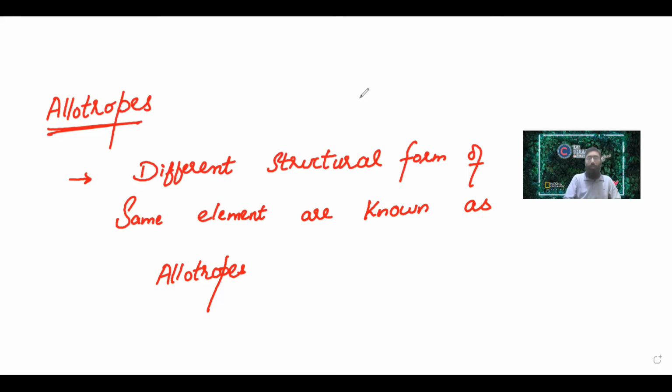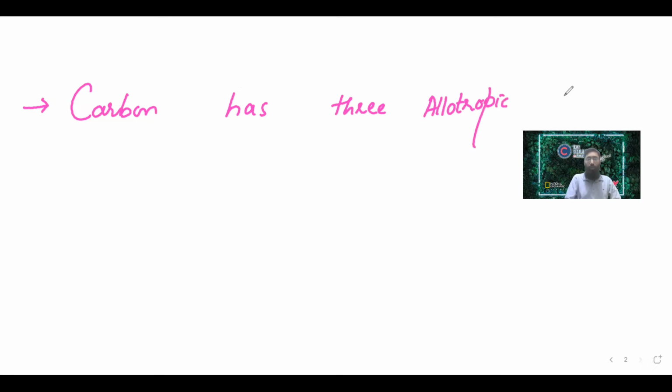For example, let me write that particular example. Carbon is an element, and carbon has three allotropic forms.